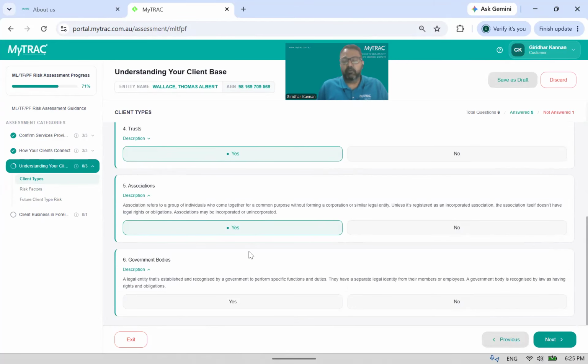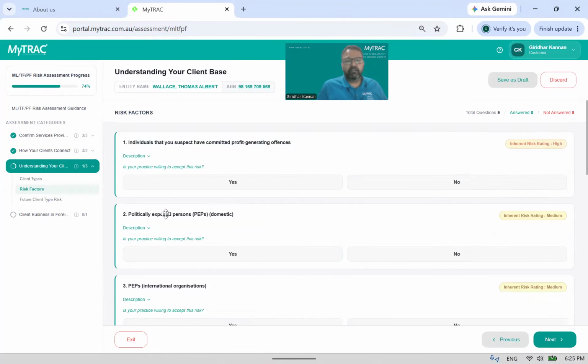Look, most of us don't deal with government bodies. But the question is whether you have an appetite to deal with government bodies if they approach you in future. You can say yes or no. Now, if you say no, the way MyTRAC works is the system will block you from onboarding a government body as a client. Then you'll have to go back, update your risk assessment and redo the whole thing so that you are able to onboard a government body. So for the purpose of this, I'm just going to say no.